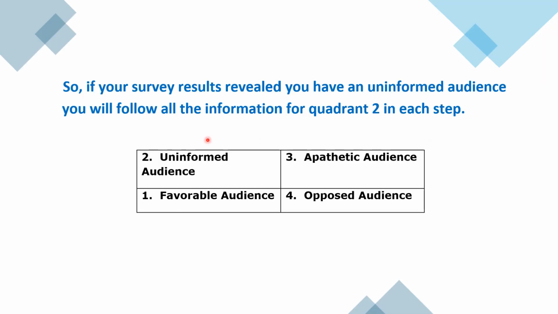So if your audience, we're going to say maybe your audience for this one fell in uninformed, because that's the one I'm going to use to demonstrate this. But again, whichever one of these quadrants your audience falls into, that's the one you're going to continue to follow throughout this outline. So for my example, the audience is uninformed audience.